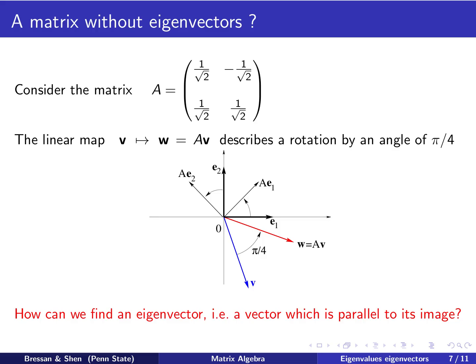So the question is, since the definition of an eigenvector is that under the linear mapping the image becomes a vector pointing in the same direction, and here we are rotating all the vectors, how can we find an eigenvector, that is, a vector which is parallel to its image, if it's rotated?